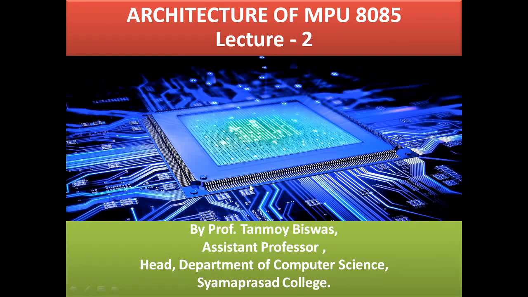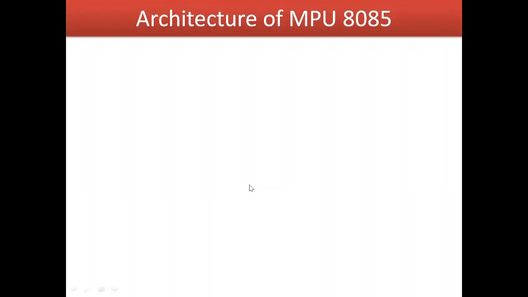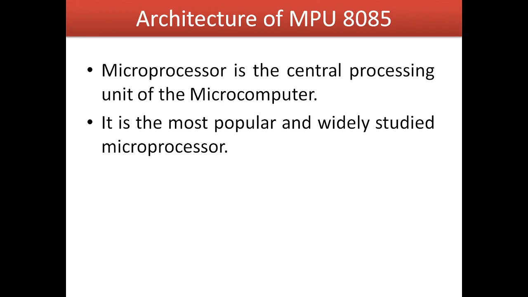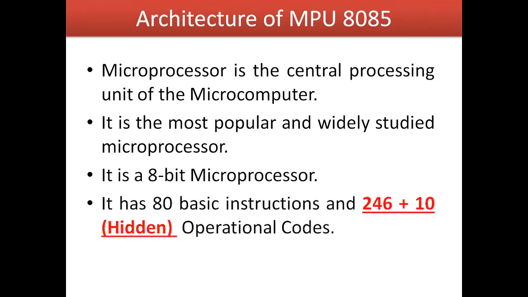About the architecture of 8085. Now, as we all know, the microprocessor is actually the heart of any microprocessor unit, any microcomputer unit. And 8085 was the most popular, and it is still widely studied microprocessor architecture. It is an 8-bit microprocessor. It basically has 80 basic instructions and 246 operational codes, and there are 10 hidden operational codes as well.